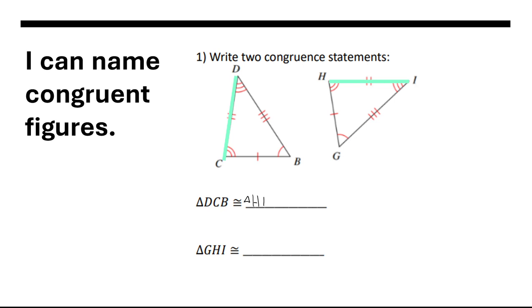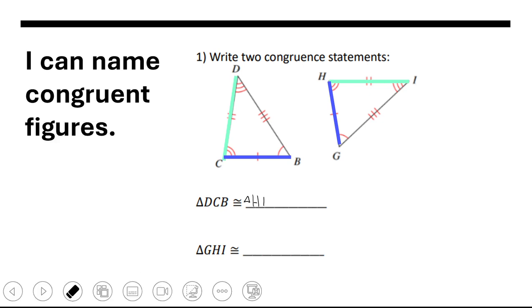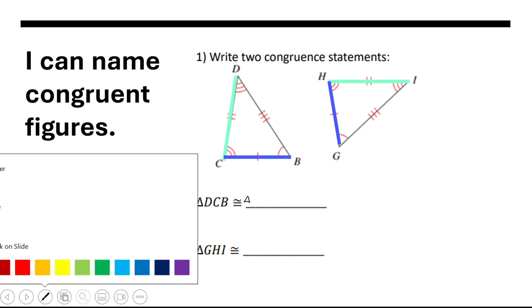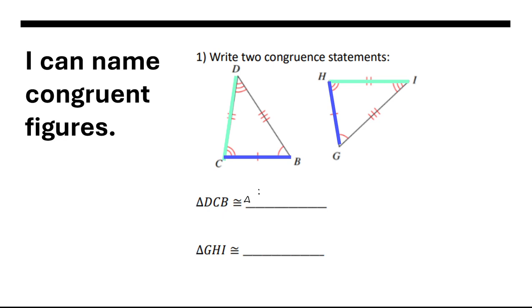Oh, I need a triangle sign. And then the next side that's congruent would be CB, so I need to make sure that I am calling the next side HG. It looks like I called mine in the wrong order, so I have to change this so that it matches. I'm going to call this IH. And then HG. So now I've labeled it in the correct order.